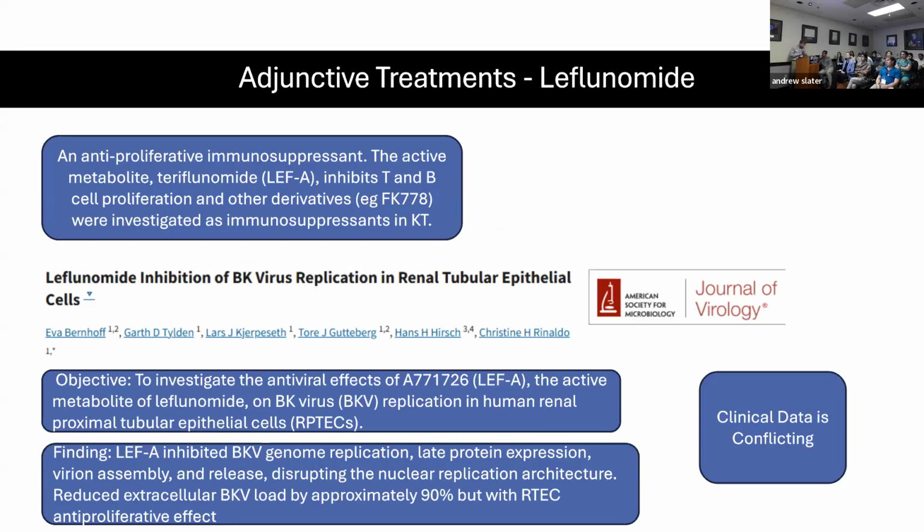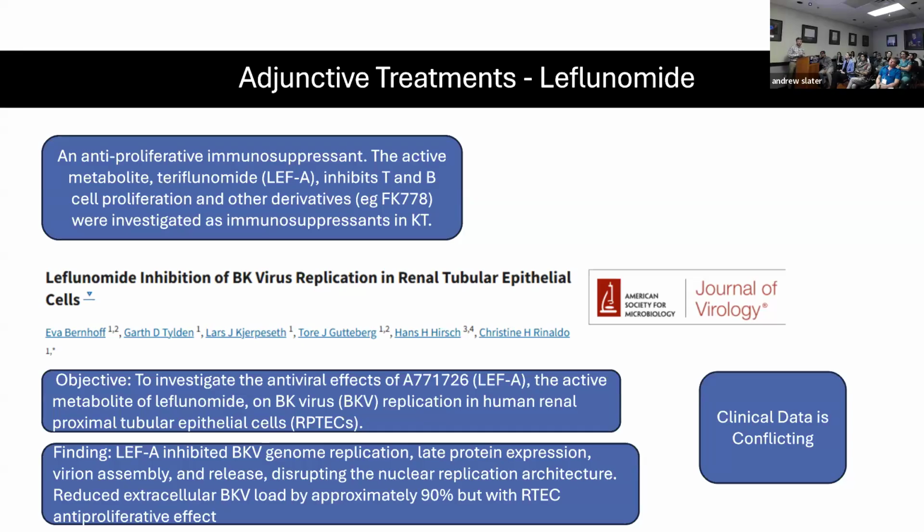And then I think lastly, just leflunomide to end up here. All right, what do we know? It's an anti-proliferative immunosuppressant. The active metabolite is teriflunomide, or LEFA, that inhibits T and B cell proliferation. And interestingly, other derivatives of leflunomide, specifically FK778, were investigated as immunosuppressants in kidney transplant a couple decades ago. Didn't quite make it to the market, from what I understand.